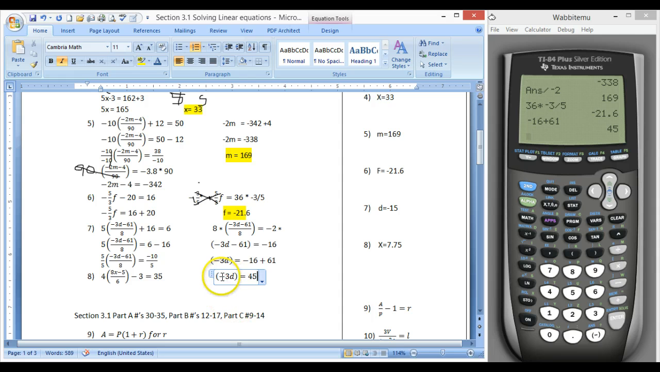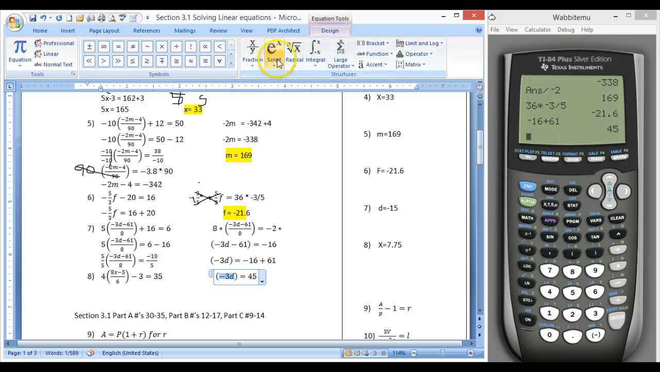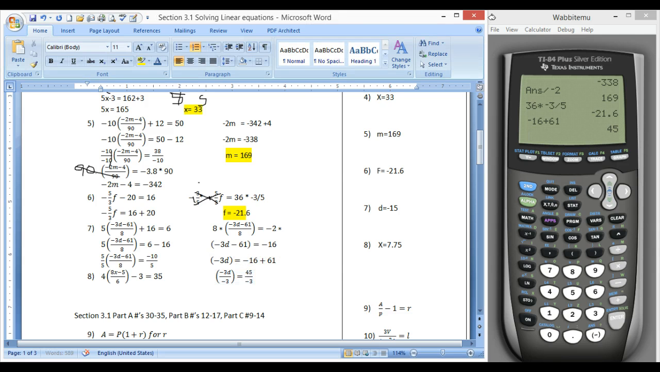Now the last step is to isolate this d, and because I have that 3 being multiplied to the d, I need to do the opposite, which is divide by that negative 3, and do the same thing on the right hand side to keep the equation balanced. And over here, negative 3 divided by negative 3 cancels, and 45 divided by negative 3 gives me negative 15 equals negative 15. And there's my answer, which matches my number 7. All right, moving on to number 8.